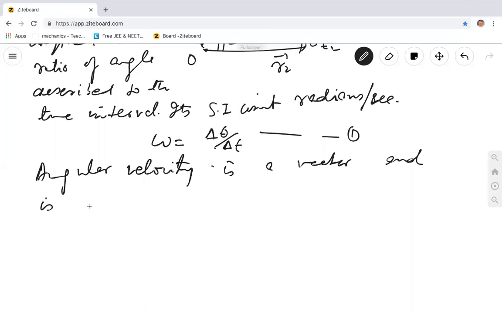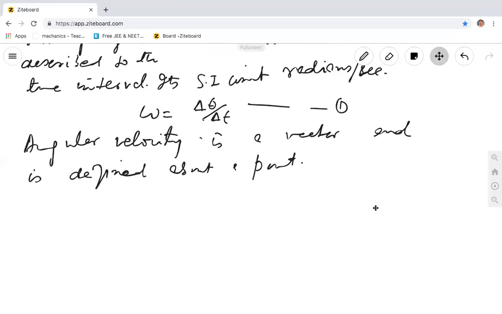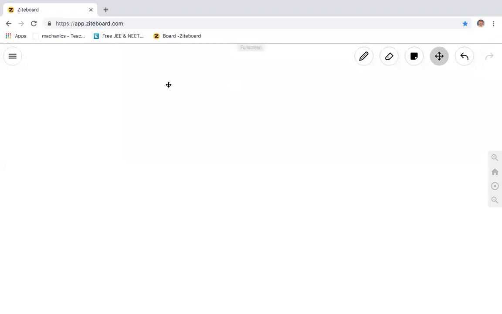It is defined about a point. There is no meaning of saying what is angular velocity unless somebody asks you what is angular velocity about a particular point. Because angular velocity and angular displacement are always defined about a fixed point, right? Okay, this is all about angular velocity, just angle divided by time.